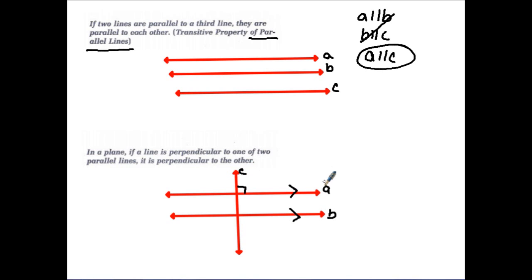Now, once we know that information or can deduce that information, the next thing that we can say by this theorem is that B is going to be perpendicular to C. As long as we know we have parallel lines and a line's perpendicular to one of them, it's perpendicular to the other one.